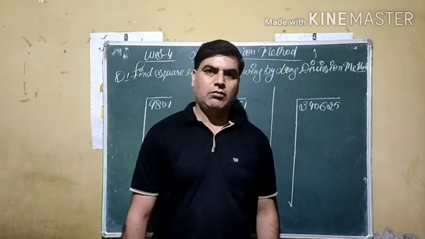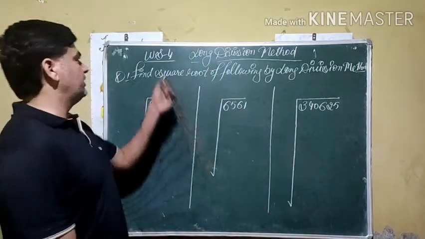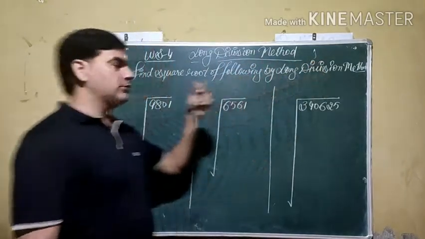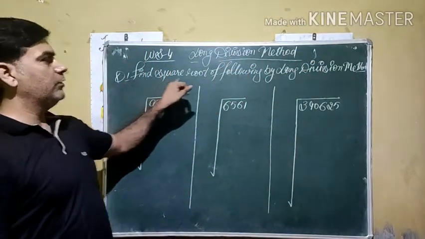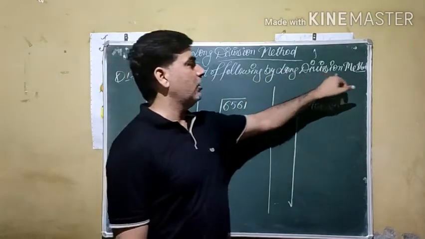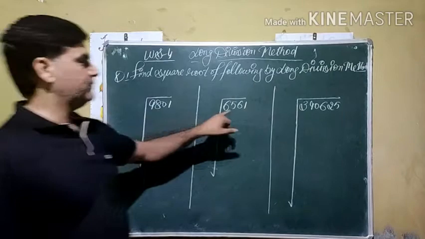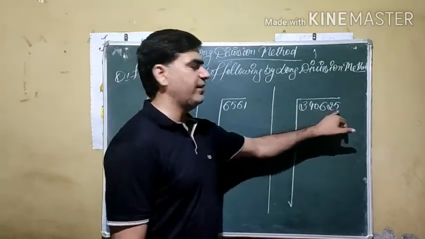Welcome students. Now in this lecture we are going to start our worksheet number 4 and the method is long division method. Here first question is given: find the square root of the following numbers by using long division method. We are taking here three numbers: 9801, 6561, 390625.